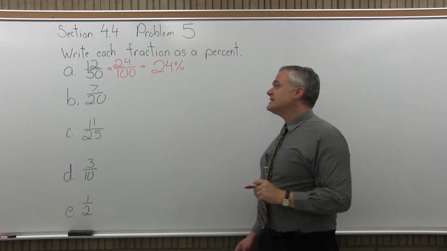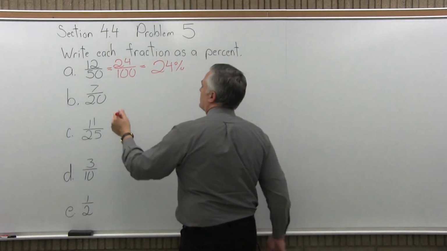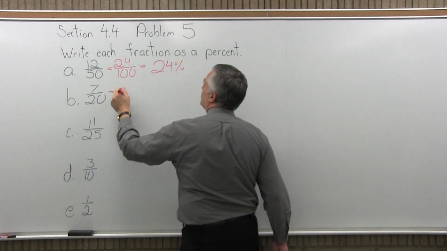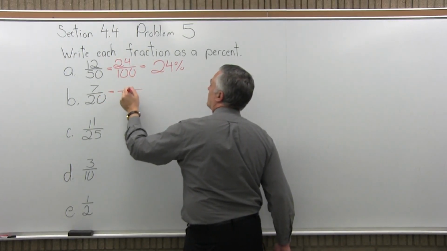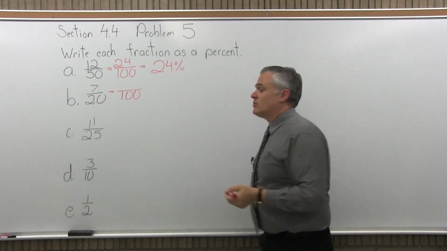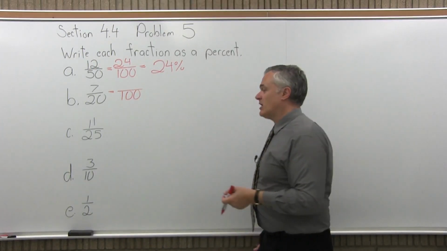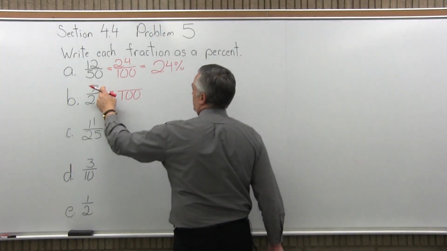So the next one, 7 over 20. Same type of trick for this one. You can easily make the denominator 100. So how did I do that? I had a 20, I multiplied times 5 to make it 100. So I have to do the same thing to the numerator.